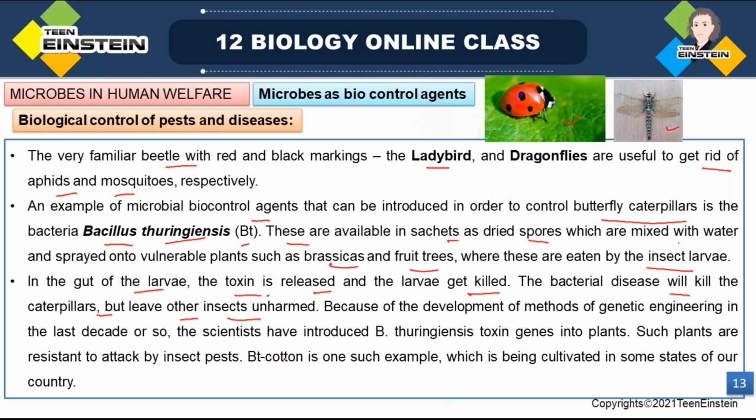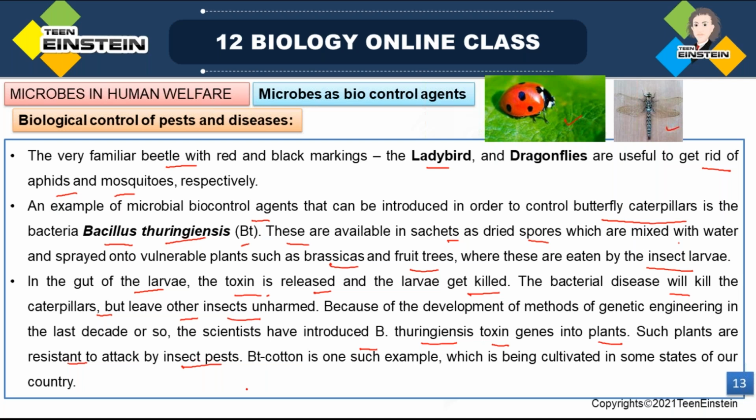With these findings, scientists introduced Bacillus thuringiensis toxin genes into plants. When the Bacillus thuringiensis genes are introduced into plants, those plants become resistant to this kind of insect pest. So in those plants, this kind of insect pest won't work out.